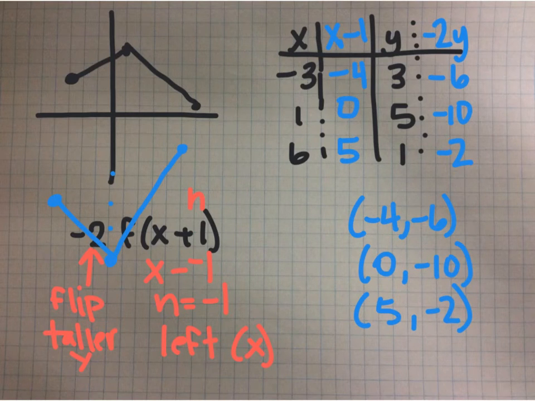We can check. The old graph, the height was 4 because it went from 1 to 5. If it's twice as tall, it should now be 8. 1, 2, 3, 4, 5, 6, 7, 8. Sure enough, from bottom to top, it's 8 spaces, so it is twice as tall. All right, let's try another one.